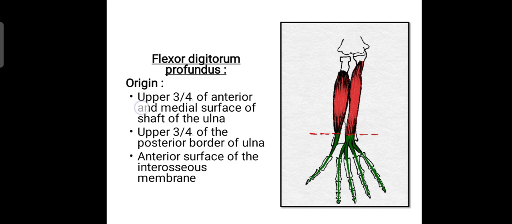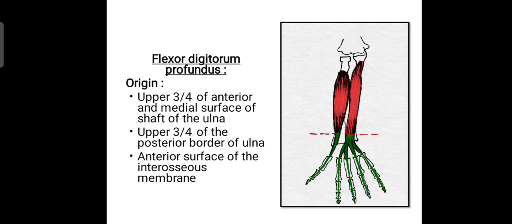It is originating from the upper 3/4 of the anterior and medial surface of the shaft of the ulna. Here you can see the medial bone is the ulna, and then we have the radius. Flexor digitorum profundus is lying over the ulna bone, and it is arising from the upper 3/4 of the anterior and medial surface of the shaft of the ulna. That is a set of fibers arising from that region.